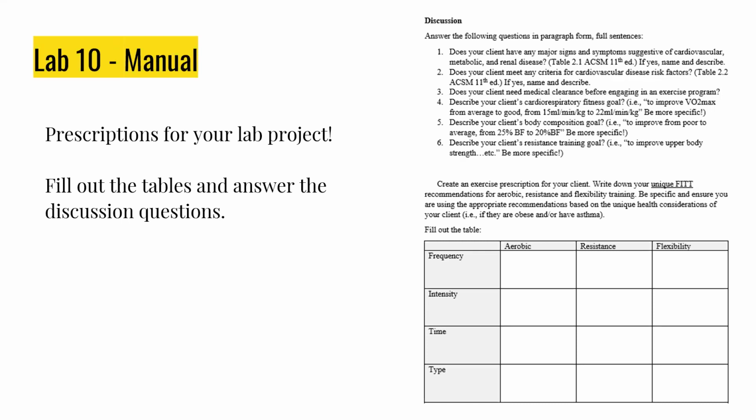So please, for your lab manual, you're only going to be submitting the results and the discussion section, answer all the questions, and the table where you'll be able to create your own FITT recommendations for aerobic, resistance training and flexibility training for your lab partner. And after that, you should be all set. You should have all the information you need to create your final lab project.